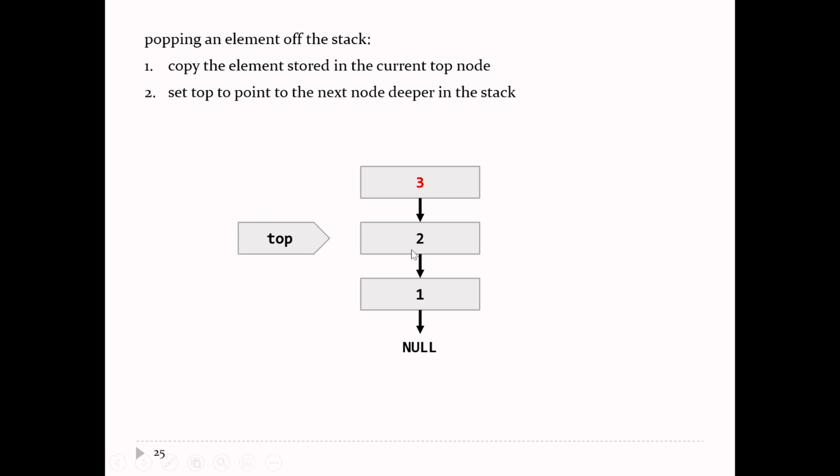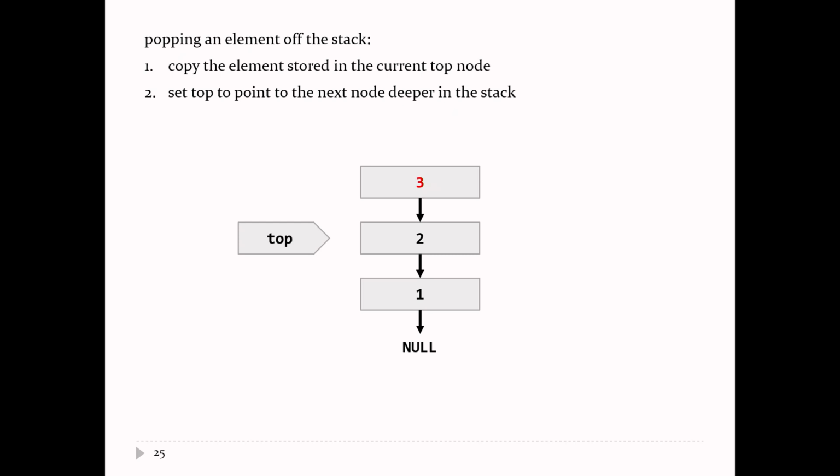Now, how am I going to get to that element there? If top points to this node, and I want it to point to this node, the way I'm going to get to this node is I'm going to follow this link. Top points to this node, and that link is going to be called next. So top next is going to point to this node here. That's how I'm going to get to that node there.